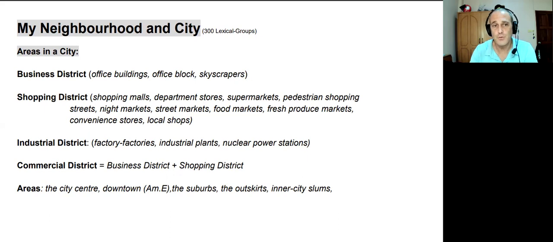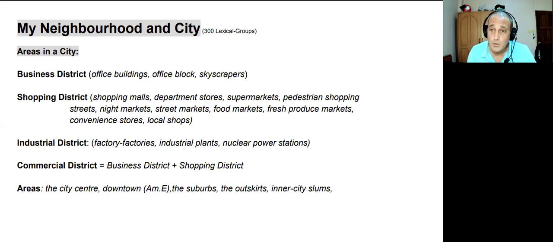So first, let's go through identifying the areas of the city that we want to be able to talk about. And the first is identifying if there's a business district in our city. And often in large cities, there's a big business district, there's a big financial district. So for example, in London, the city is actually called the City, the financial area of the city of London, and it's very, very famous.